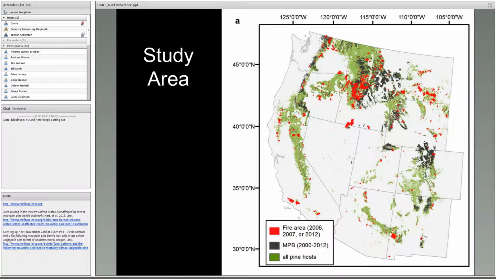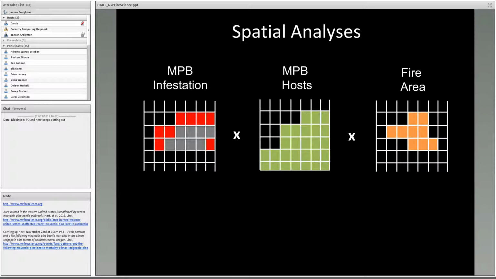So we collected data for the time period from 2000 to 2013 on fire area and mountain pine beetle from available geospatial data sets. And we did some spatial analyses. So we gathered mountain pine beetle infestation data from U.S. Forest Service aerial detection surveys. We took all of this data and converted it to a raster of about 990 by 990 meters.